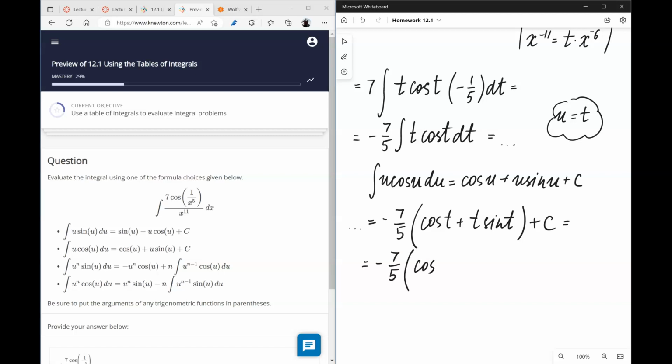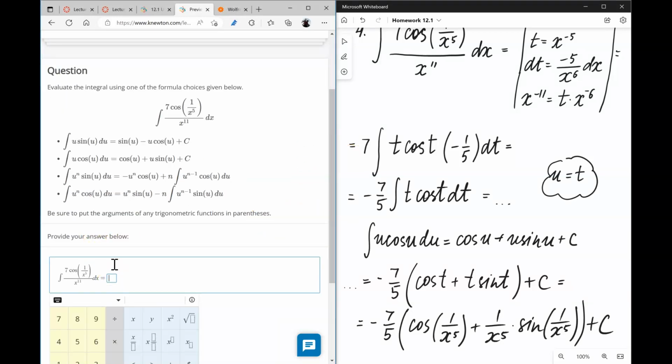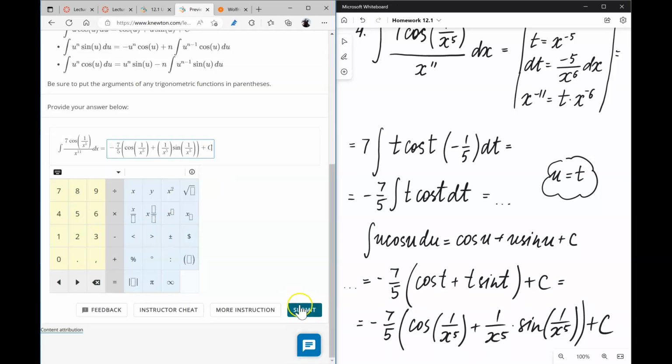So instead of t, now it's time for us to plug in x to the power negative 5. And that's the answer. So let's type it up. We have negative 7/5 cosine of 1 over x to the power 5, and that should do it.